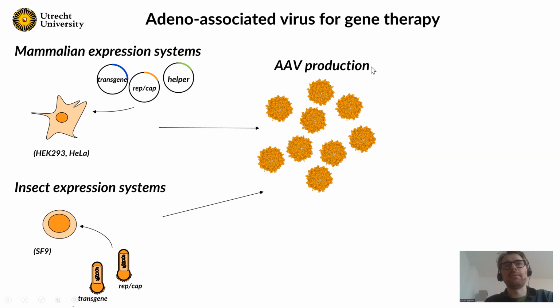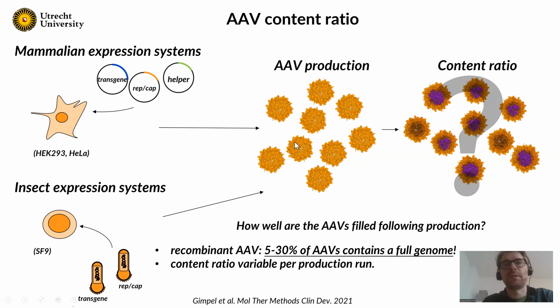All right, so following production of the AAVs, an important question is how many of the AAVs actually contain a transgene, contain a genome, and are therefore useful as a gene therapy vehicle. Unfortunately, if you use either one of these expression systems in order to create recombinant AAVs, only about 5 to 30% of these AAVs actually contain a full genome. And this can also vary a lot between production runs and, of course, between different production systems you use. So it's important, following the making of your AAVs, to assess how many of them actually contain a transgene.